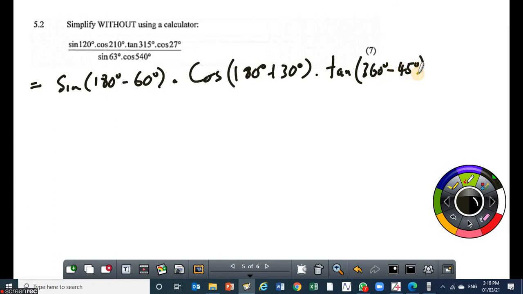And then cos 27. Now cos 27, since we have got sine 63 in the denominator, we can convert the cos 27 to sine by using co-ratios. Or we can convert the sine 63 to cos what? 27. So I'm going to convert the cos to sine, so that will be sine 63.